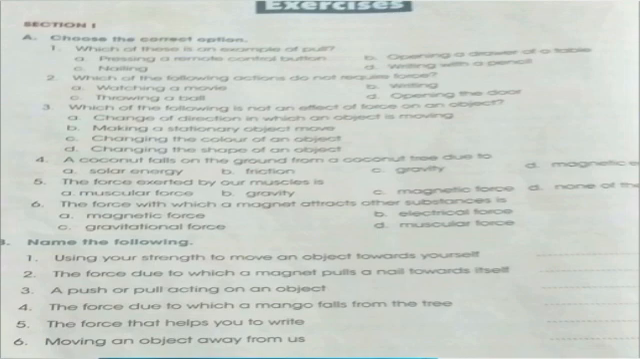Then the second one, the force due to which a magnet pulls a nail towards itself. Which is that force? Magnetic force. Then the third one, a push or pull acting on an object. We can call it force. Then the fourth one, the force due to which a mango falls from the tree. Which is that force? Yes, gravitational force, gravity. And the fifth one, the force that helps you to write. Which is that force? Frictional force. Then the sixth one, moving an object away from us. That is pushing.